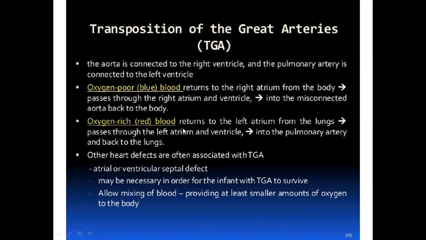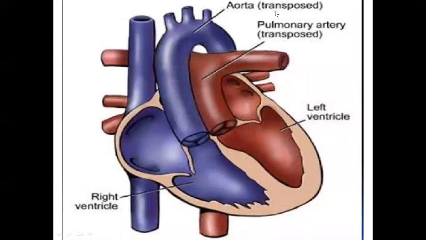Oxygen-rich blood returns to the left atrium from the lung and passes through the left atrium and ventricle into the pulmonary artery and back to the lung. It is an unnatural phenomenon. Other heart defects are often associated with transposition of the great arteries, such as atrial and ventricular septal defects. These are necessary in order for the infant with TGA to survive. Here we see the aorta, pulmonary artery transposition, left ventricle and right ventricle.